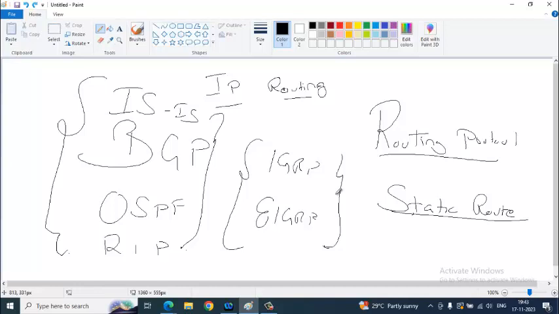So routing packets from one network to another needs a router, and a router needs a routing table, and a routing table needs routes, and that route can be given statically or by using a routing protocol.